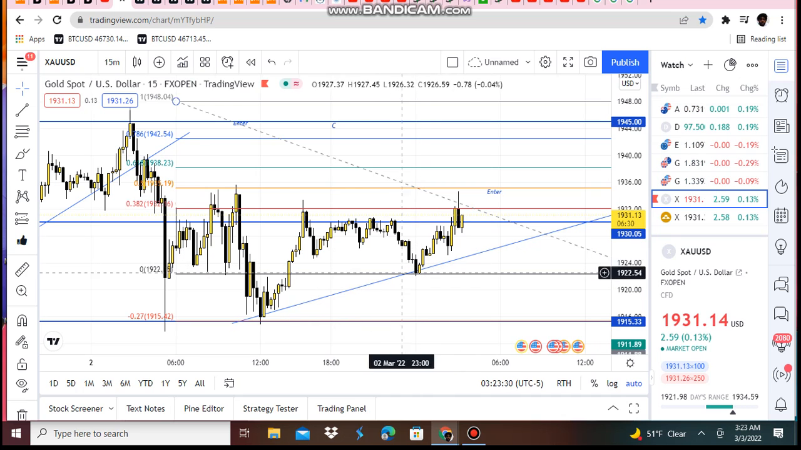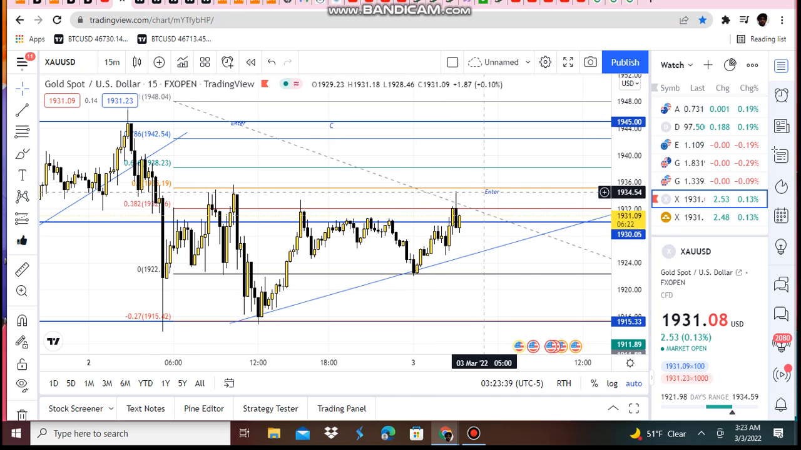As candlesticks are still above this trend line, this could be a higher low. And price is making a higher high back up to 0.382, before price goes back up to 0.5 to 0.618, and now we're in an uptrend. It will make a higher low back down to 1928 before making a higher high back up here.